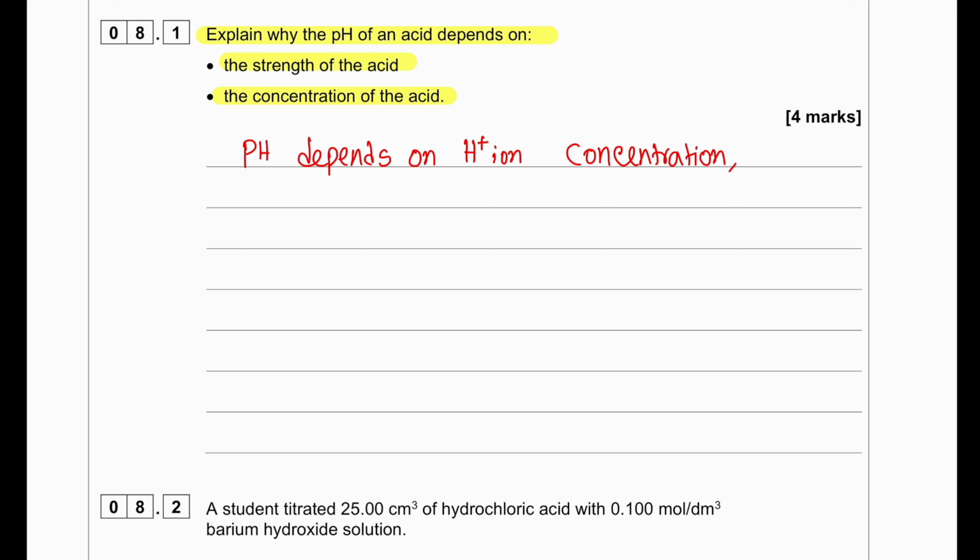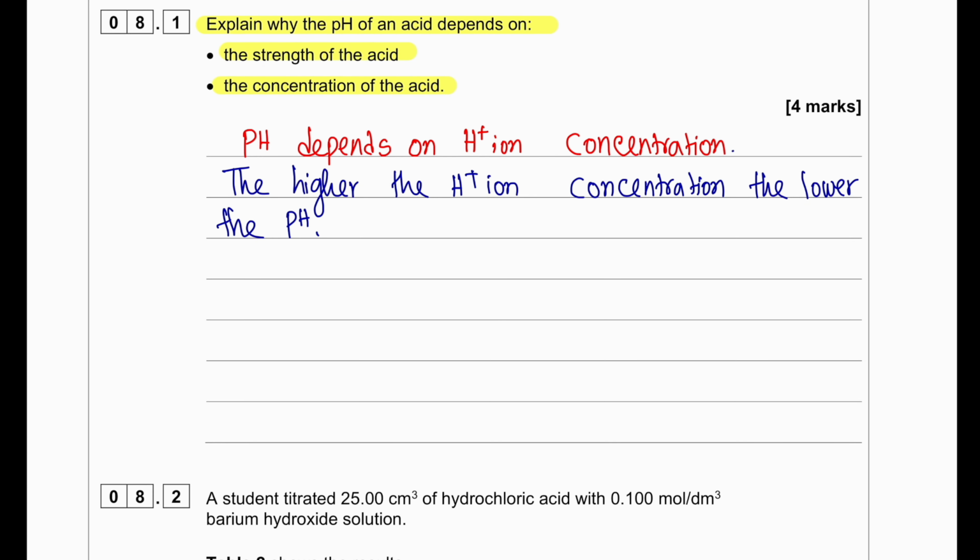So why do we need the strength of the acid? Because a stronger acid has higher ionization or higher dissociation, meaning it is more likely to break down in water and form H+ ions. So it will generally give a lower pH.